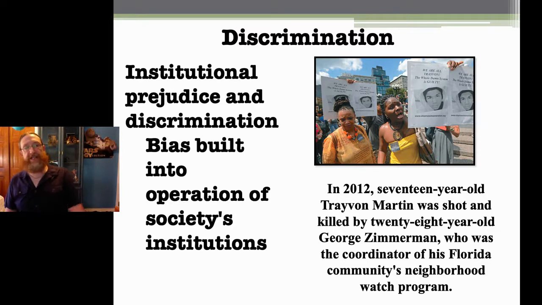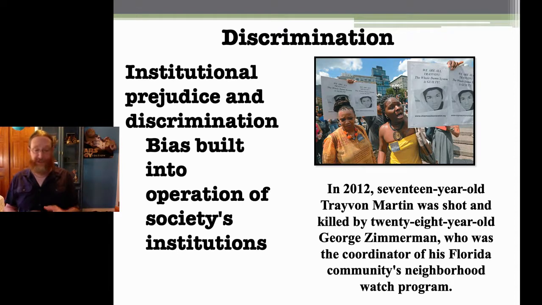So discrimination, institutional prejudice and discrimination, bias built into the operation of society's institutions, we know exists. We created it. It's created to serve some people and disadvantage others. And of course, one of the reasons I've done so much race relations work is because it's hard for me to wrap my head around how that would truly advantage somebody or advantage a society. Ultimately, even though we feel it does, and it does in the moment, it's a huge disadvantage to the people who are using that privilege. It never turns out in a positive way over time.